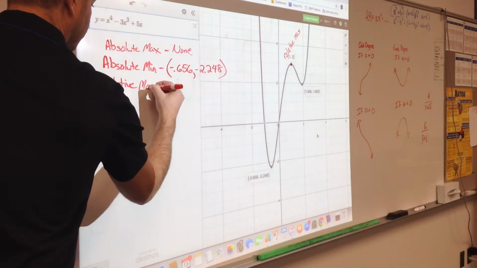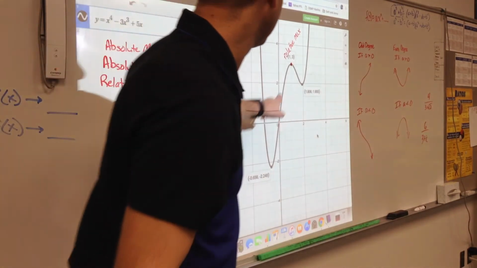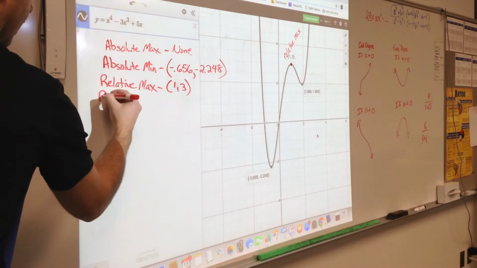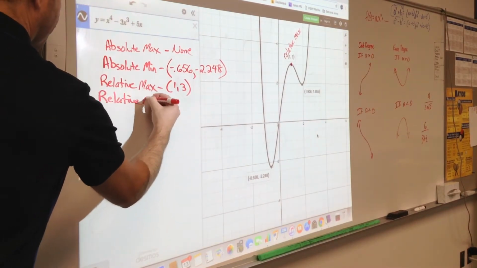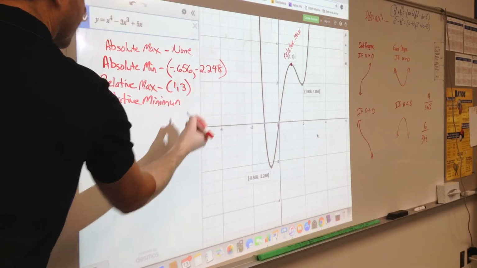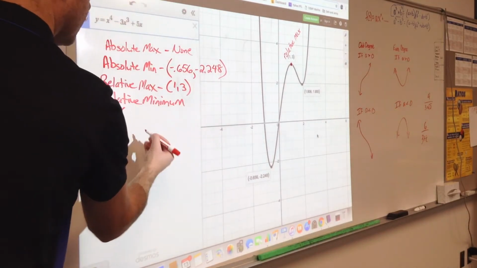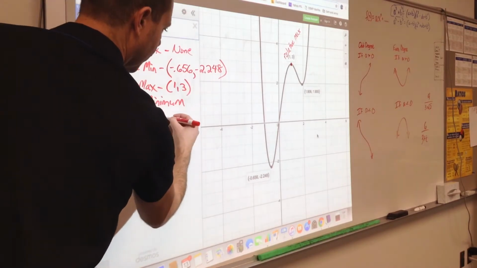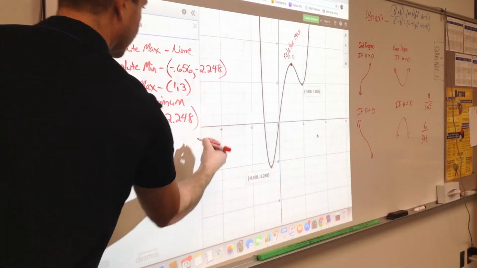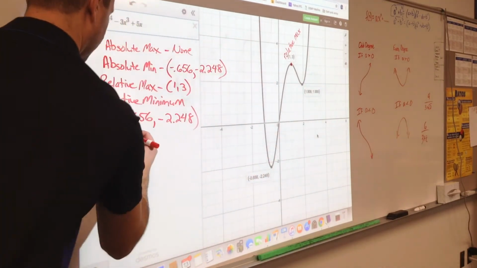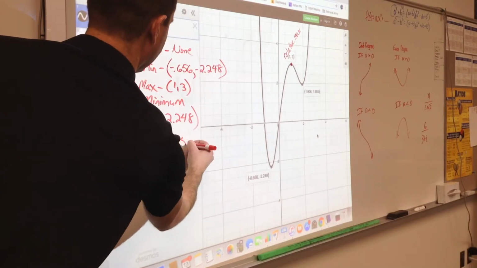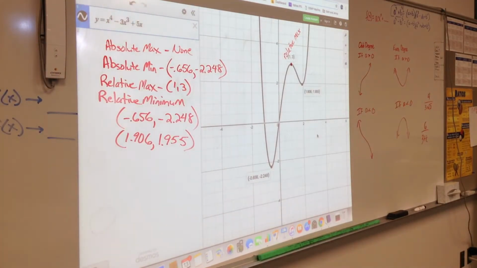So relative maximum, there is only one of them. It is right there at (1, 3). And a relative minimum, there were two of them. This one, (-0.656, -2.248), as well as this one right here, (1.906, 1.955). Now those are rounded. They are not exact.